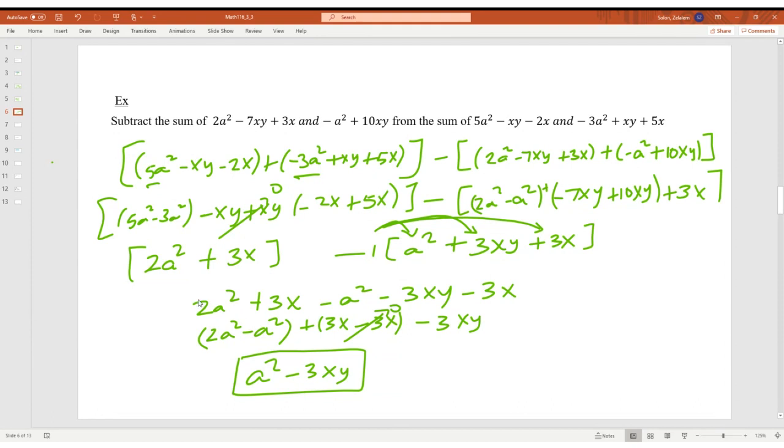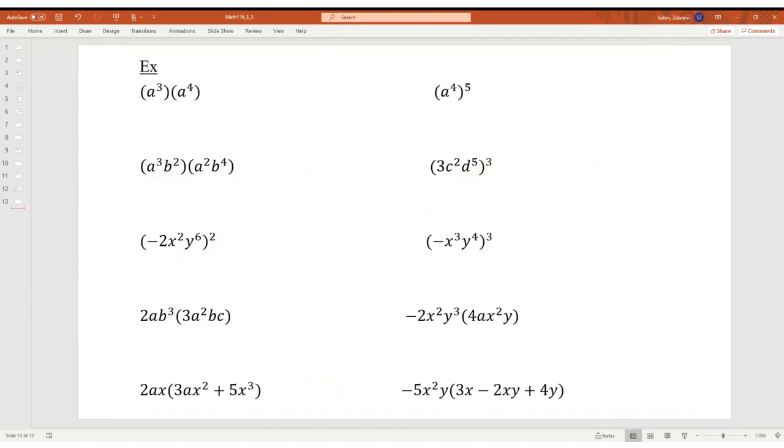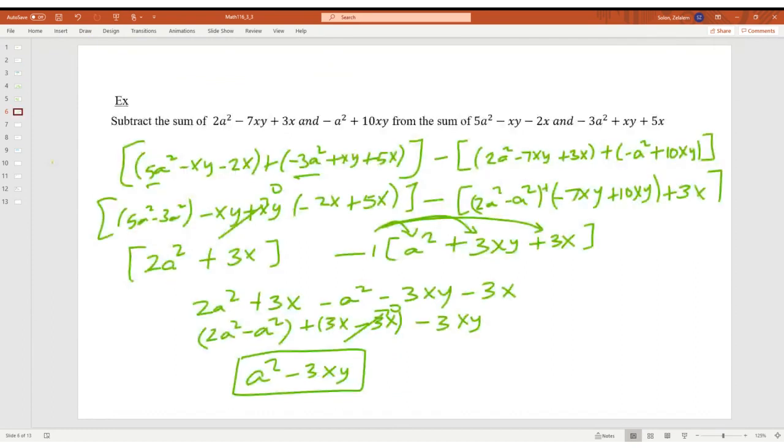So if you see here, we have 2a squared plus 3x minus a squared minus 3xy minus 3x. So let me highlight or just circle those which are the same. So if you see here, 2a squared is like term with negative a squared, and 3x is the same or like term with negative 3x. So 3x minus 3x will be 0. They will cancel out. 2a squared minus a squared will be just a squared. That's what we have. And the last expression is negative 3xy. It's by itself. It doesn't have any common like term. So it will stay by itself. So that's why we have a squared minus 3xy.